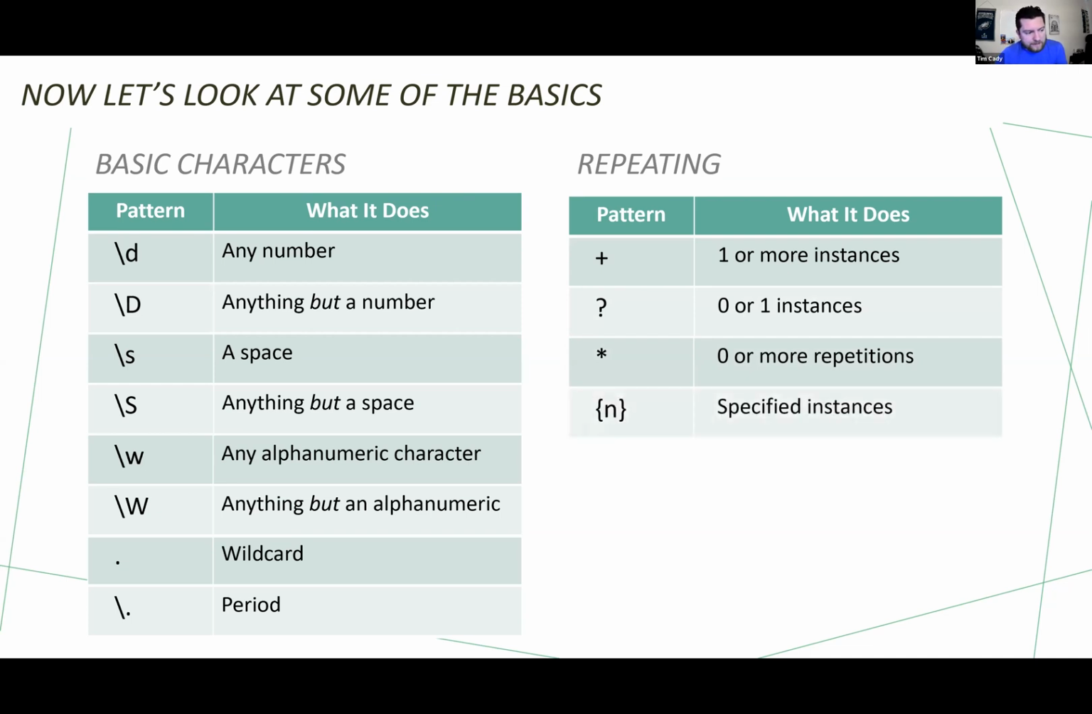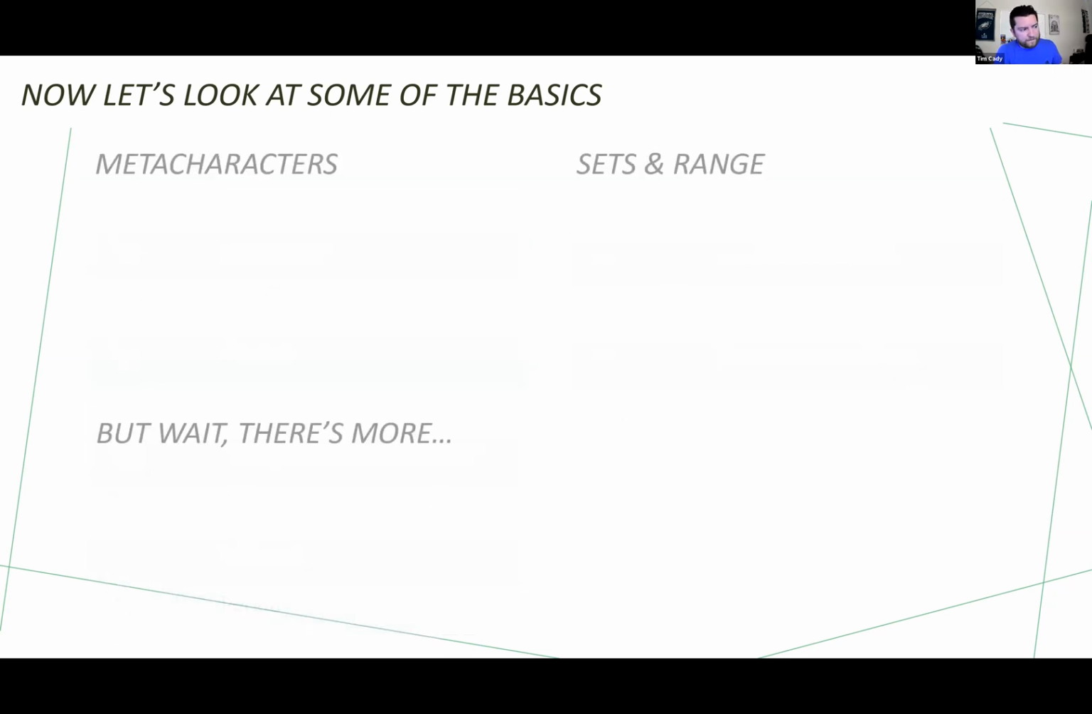And then finally, the curly brackets there, they're specifying an instance. So we use that with our \d to find our number at the beginning of that example. And we said the specified instance is going to be between 1 and 5 characters long. So those are some of the basics. We're going to cover a few more before we jump into some of our examples.